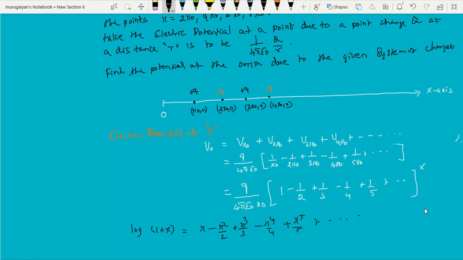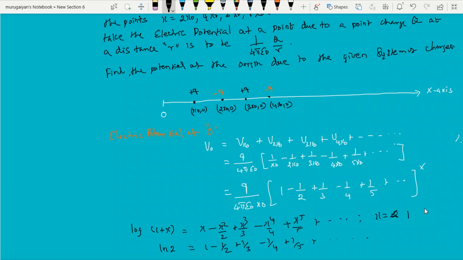If you take x equal to 1, then we can get ln 2. Ln 2 equals 1 minus 1 by 2 plus 1 by 3 minus 1 by 4 plus 1 by 5, keep going. So 1 minus 1 by 2 plus 1 by 3 minus 1 by 4, this is a progression.